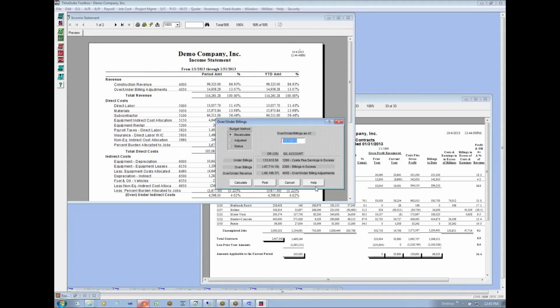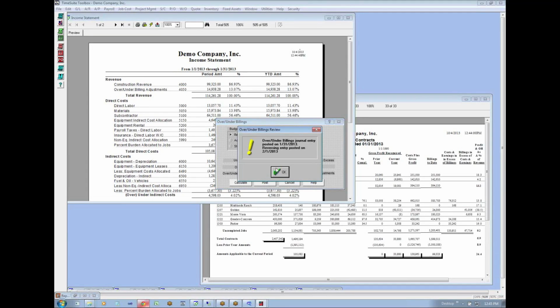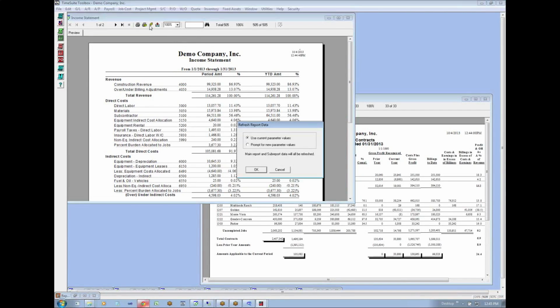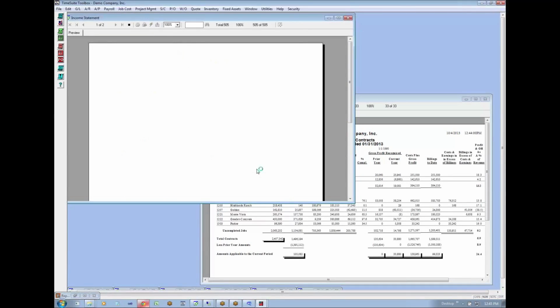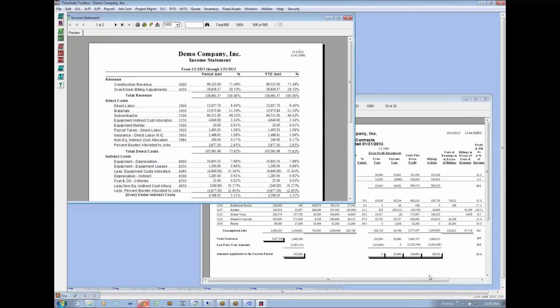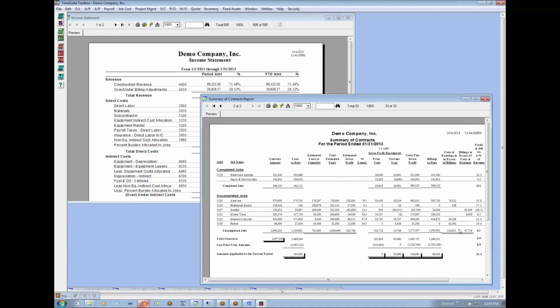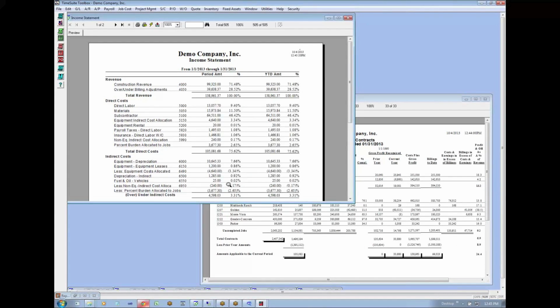Here, see the 133 and the 67 will tie in here. And I'll say posted, it'll do my accrual and reversing entry. Refresh the income statement by hitting the lightning bolt, and my 138,961 ties in here. So the over and under billings mechanics are done for you through this area and allow you to tie your income statement into your summary contracts, proving that your job costs tie out.